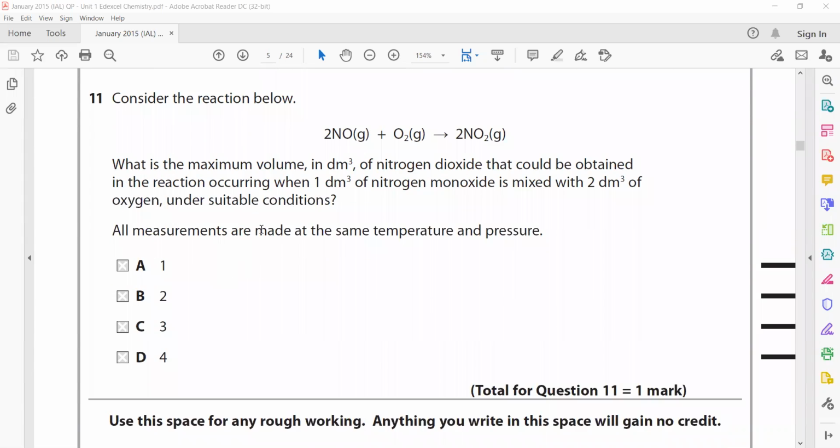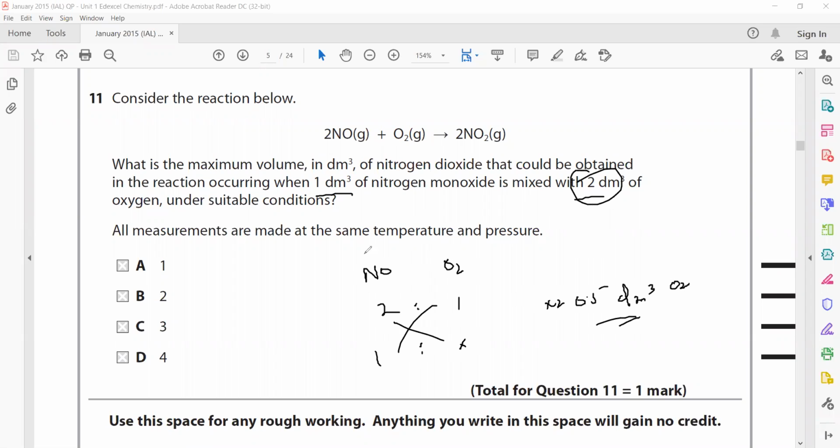Consider the reaction below. What is the maximum volume in dm cubed of nitrogen dioxide that could be obtained when 1 gram of nitrogen monoxide is mixed with 2 gram of oxygen? So first we should know the limiting reagent. The ratio is 2:1. If we have 1, this will be cross multiply. So we need only 0.5 dm cubed of oxygen for the reaction. But we have 2, so oxygen is in excess and nitrogen monoxide is the limiting reagent.